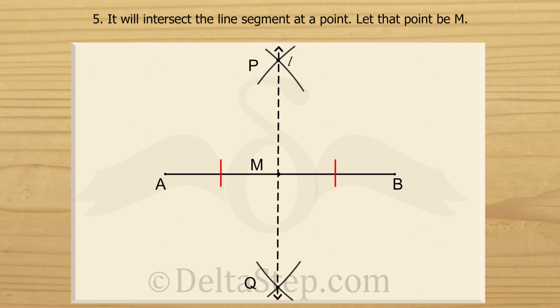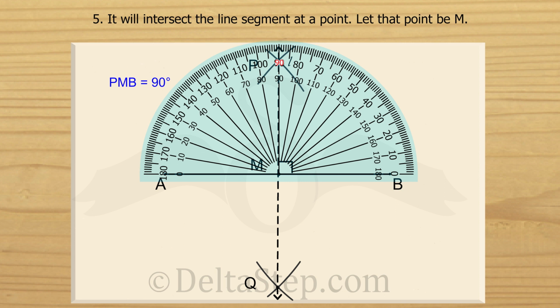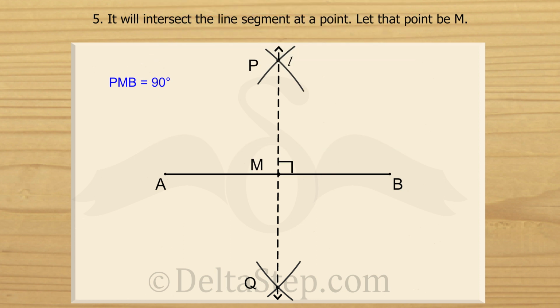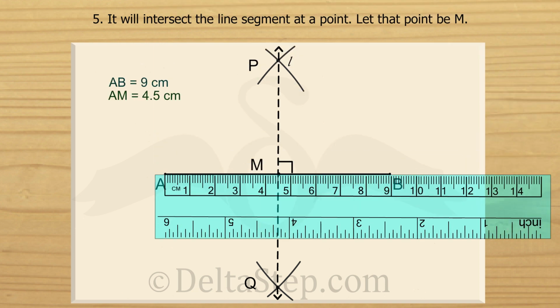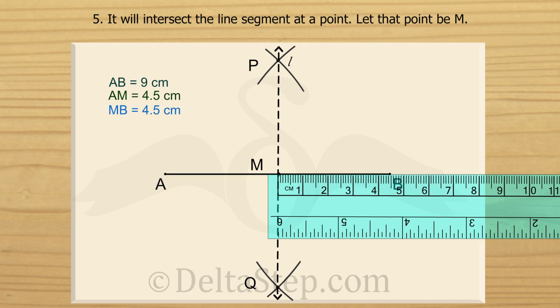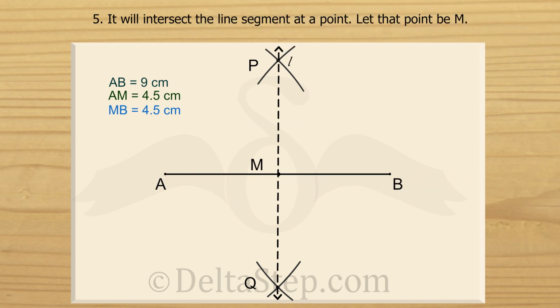Let us check that. We measure it using a protractor and see that the angle is 90 degrees. Also, AB is equal to 9 centimeters. AM is equal to 4.5 centimeters, MB is equal to 4.5 centimeters. Hence, M is the midpoint of AB.